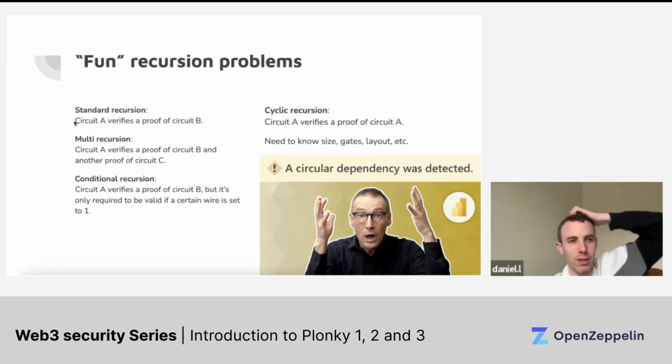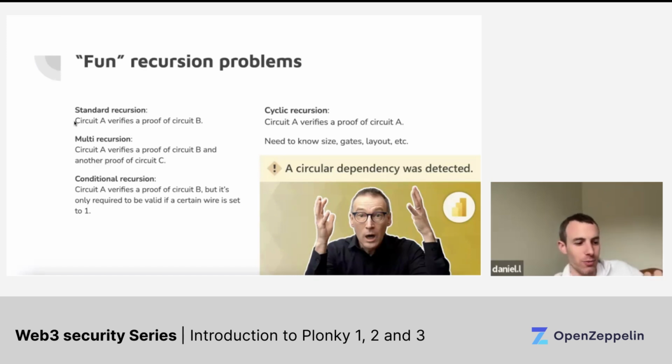But what becomes really difficult is what we call cyclic recursion. So we have a circuit that verifies a proof of the same circuit, and that gets complicated for us because there's this cyclic dependency. Normally when we're putting together this recursion gadget, we first want to know all the information about the circuit. We want to know how many gates does it have, what set of custom gates does it use, what is the layout of those gates, what's the exact ordering of them, and we also get the Merkle root of all of the preprocessed data for that circuit.